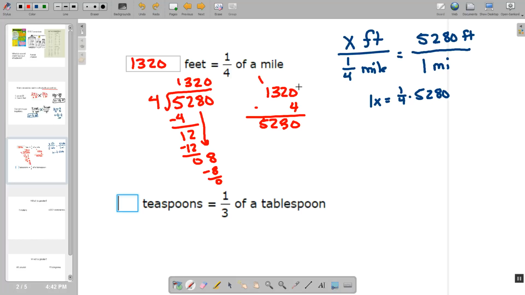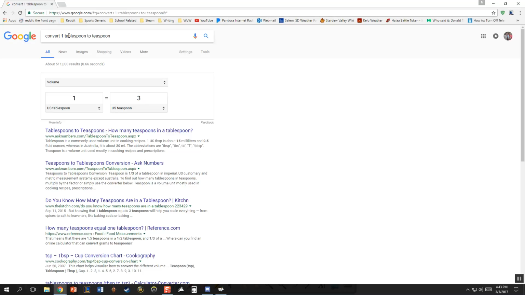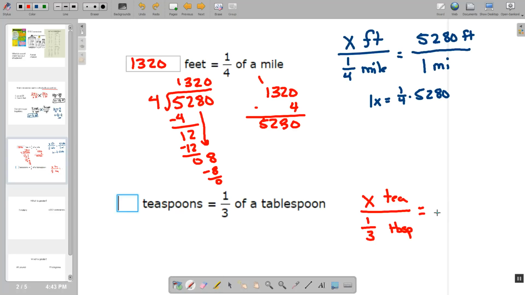So for the next problem, we need to have x teaspoons, write it like that, and that's equal to 1/3 of a tablespoon. I'm going to write it like that. So now we need the conversion between teaspoons and tablespoons, and I'm pretty sure that a tablespoon is bigger than a teaspoon. And it is. 1 tablespoon is equivalent to 3 teaspoons.